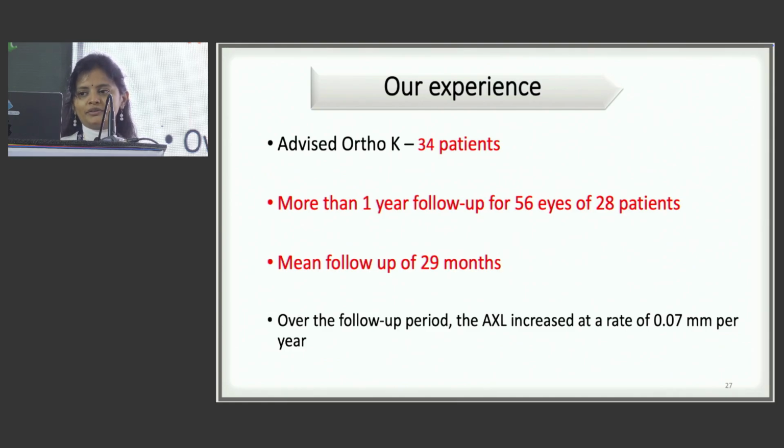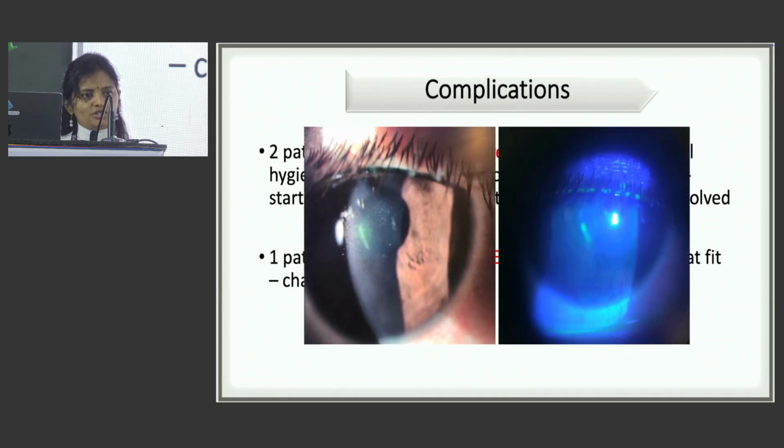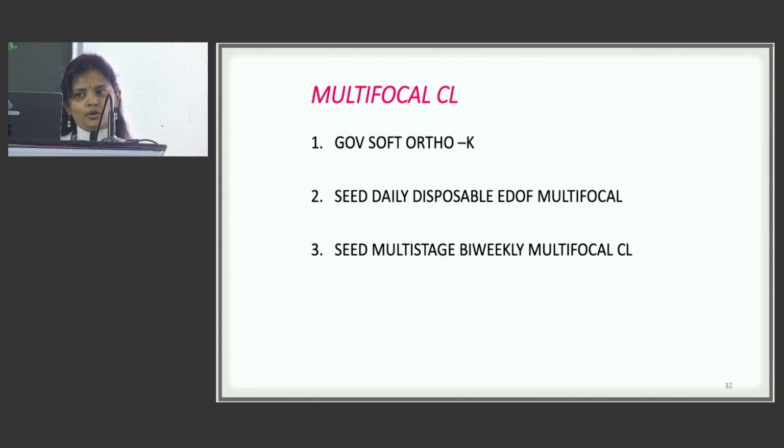We advised ortho-K for about 34 patients, out of which only about 28 patients crossed the 1 year follow-up period. We analyzed these patients, and the mean follow-up was about 29 months. What we saw was that the axial length increased at a very minimum rate of 0.07 millimeter per year, which is statistically significant, but not clinically significant. Only 2 patients had contact lens related complications like punctate epithelial erosions and SPKs. Most other patients did not have any complications.